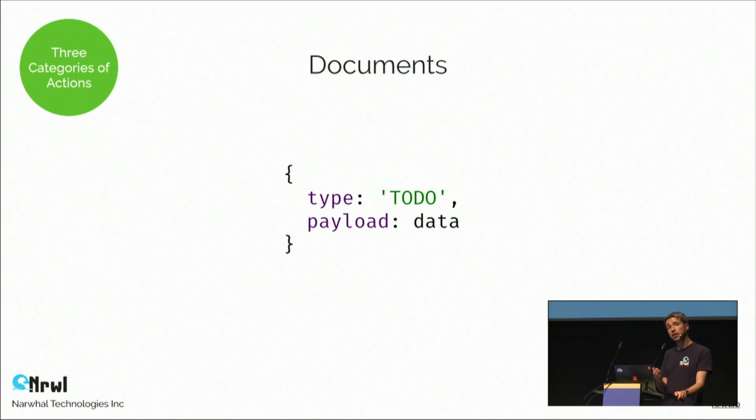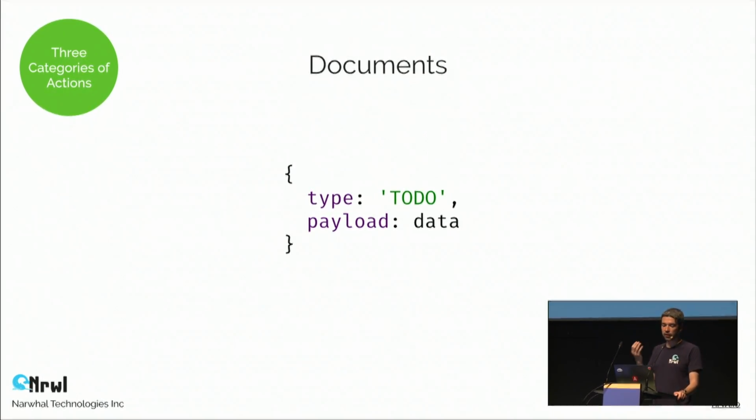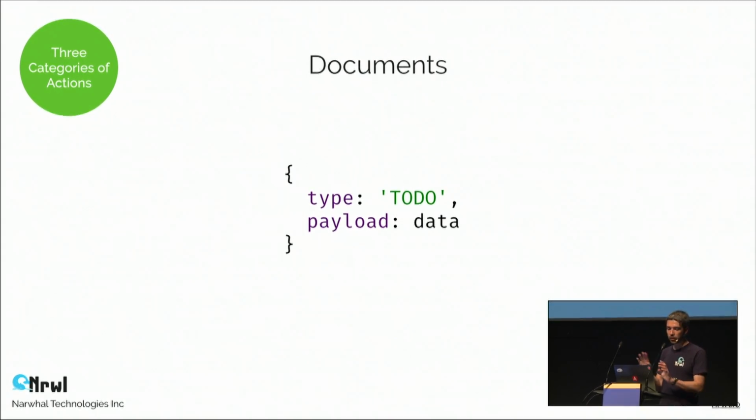Documents are different. Dispatching a document is essentially telling the system that this entity has been updated. Okay, that's it. We do not get a reply after dispatching a document. And there might be more than one place, more than one handler processing this document. So it's less procedural. And finally, I tend to name my documents using just plain nouns.